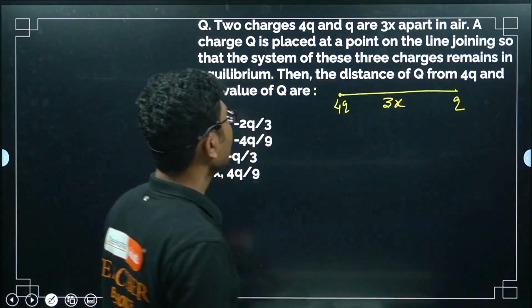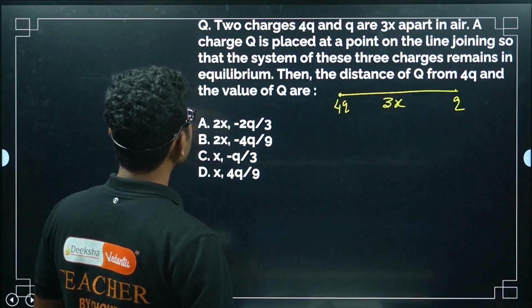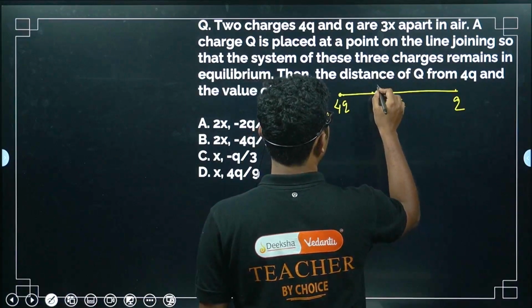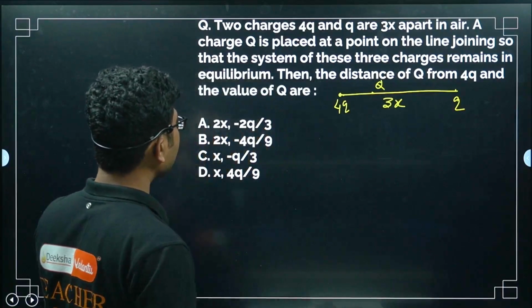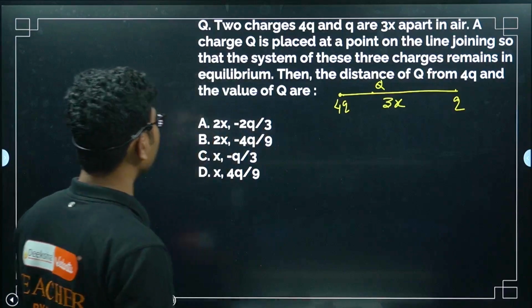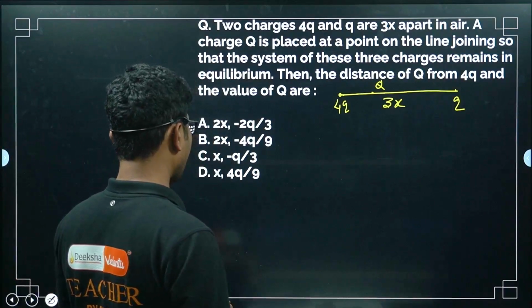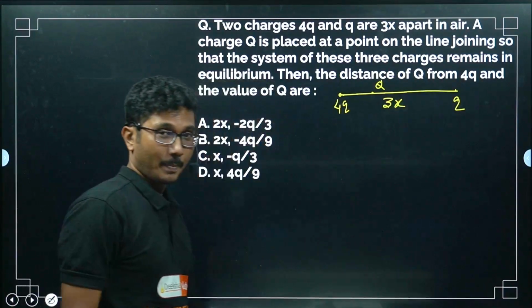In air, a charge capital Q is placed at a point on the line joining. Suppose we have placed a capital Q somewhere here, so that the system of these three charges remains in equilibrium. Then find the distance of Q from 4Q and the value of Q. Now these two charges were positive.